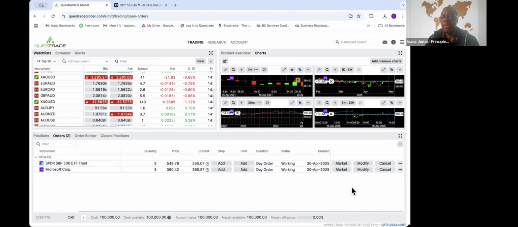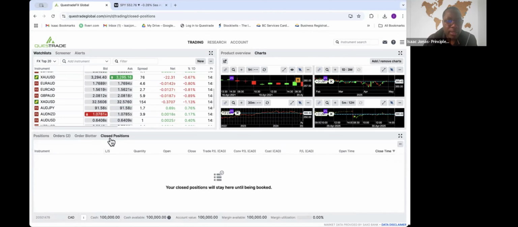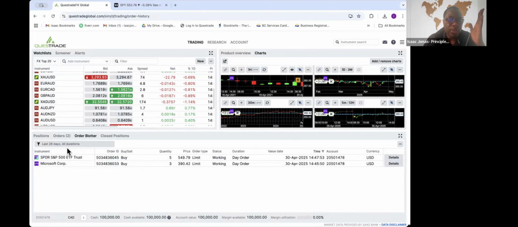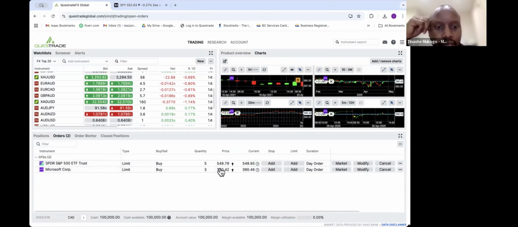But what is important is to make sure that you only buy stocks that you understand, right? So from what I can see here, I have no closed position. You can just go around and understand what this means, and you learn how things go. But essentially, that's the gist.